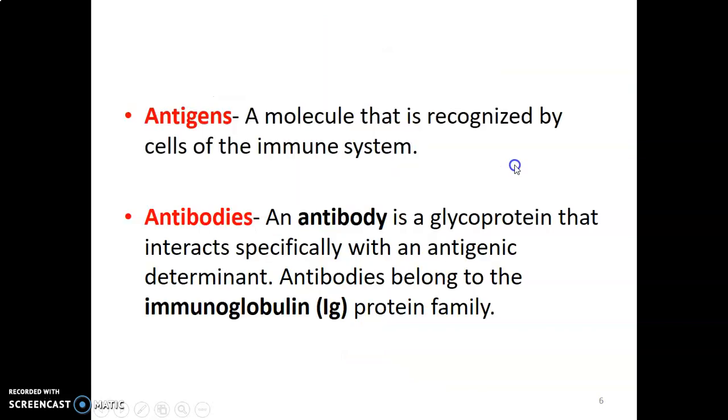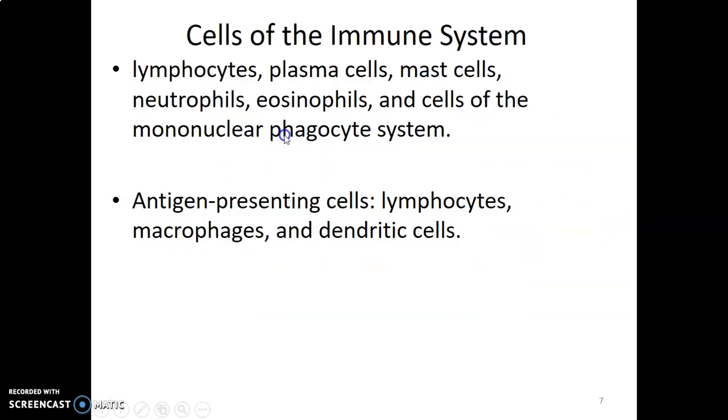So you need to understand that we have an antigen and an antibody. An antigen is a molecule on the cell surface that is usually recognized by the immune system, while an antibody is actually a glycoprotein that is produced by immune cells that usually interacts with the antigen that is on the cell surface. So antibodies belong to the immunoglobulin family. So they are glycoproteins that interact with the antigens.